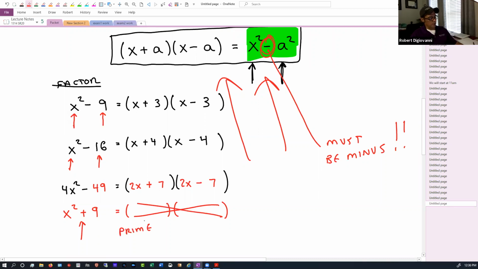We cannot factor it. We can only use a difference of squares formula if we have the difference, which means subtraction, of 2 things that are being squared. So once you kind of get this, the actual problems aren't that bad. Let's take a look at them out of the packet here.